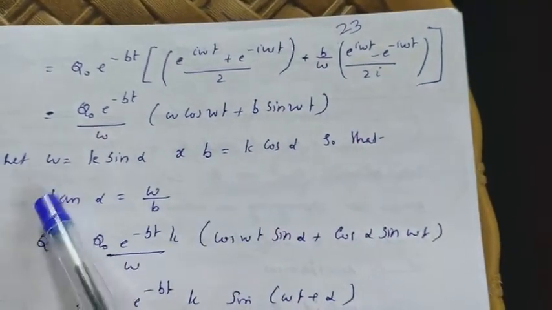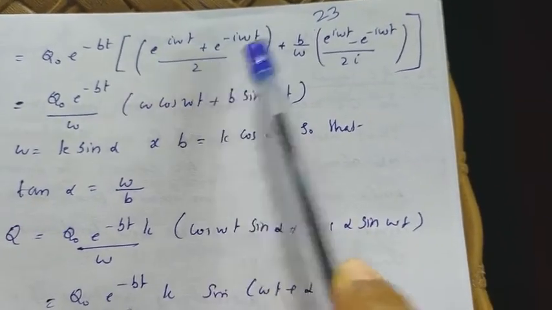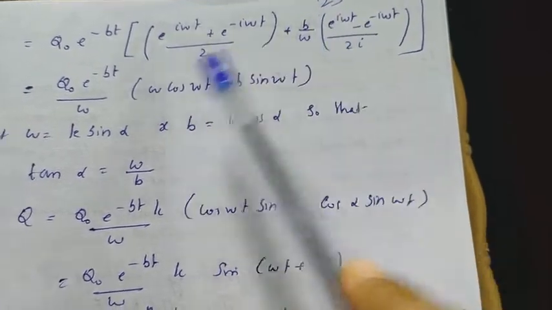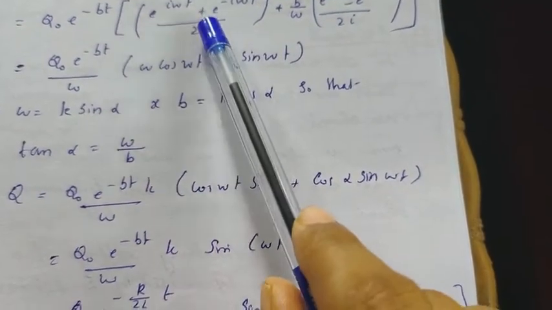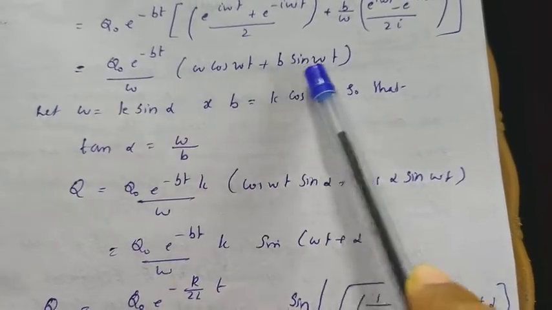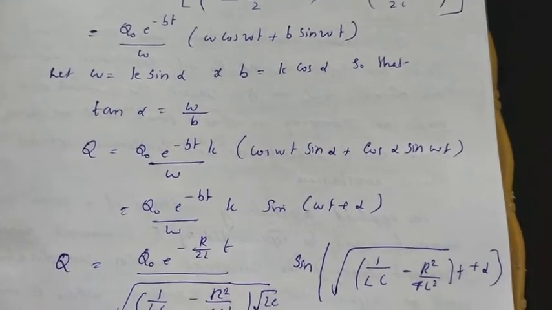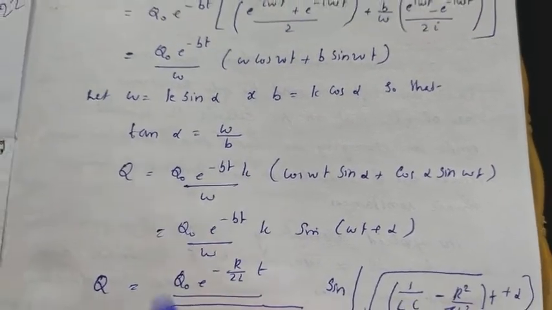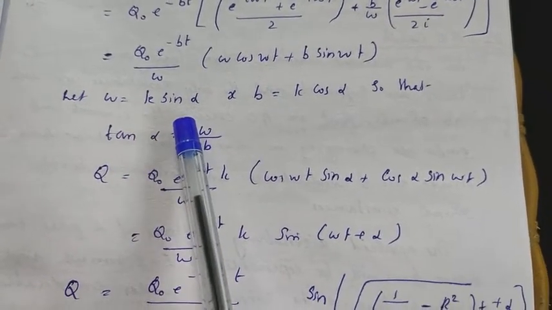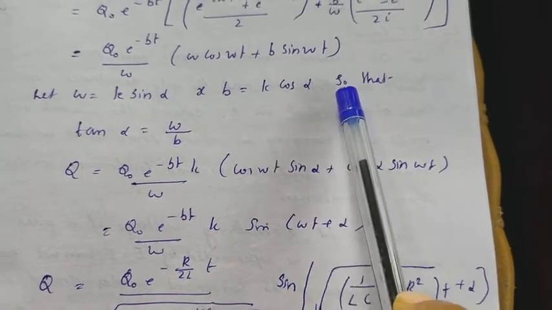And this is cos omega t and this is sin omega t. You know already these values. So substituting this into this equation, we will get q0 e raised to minus bt times cos omega t plus b by omega sin omega t, and let omega be equal to k sin alpha and b equal to k cos alpha.